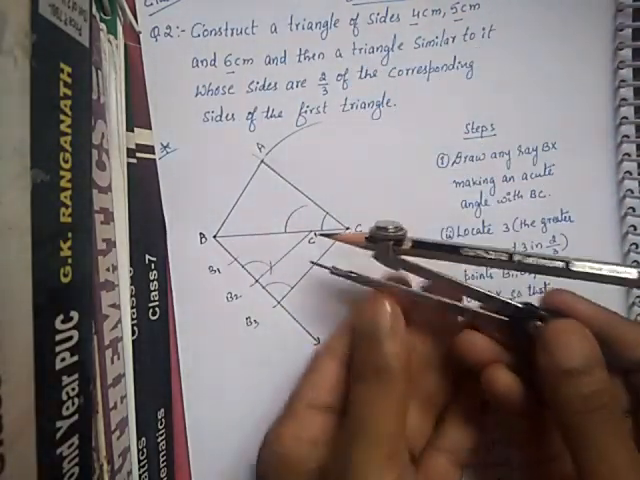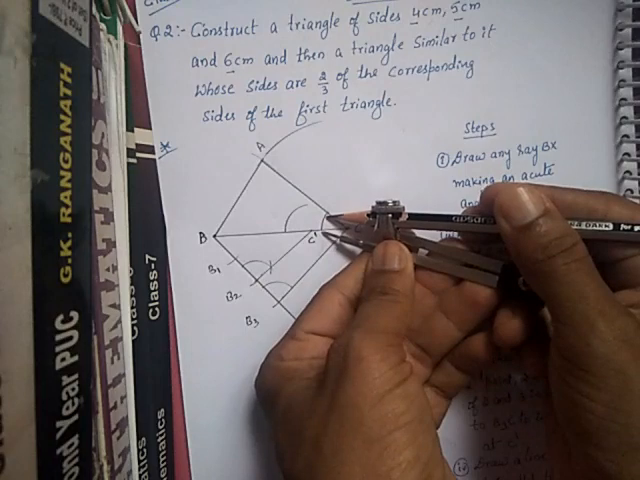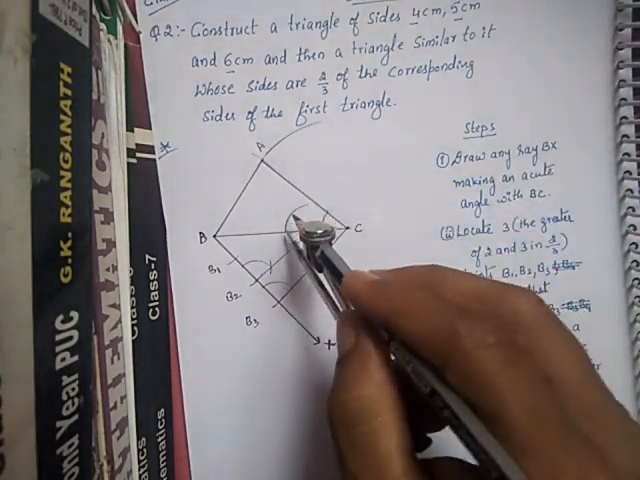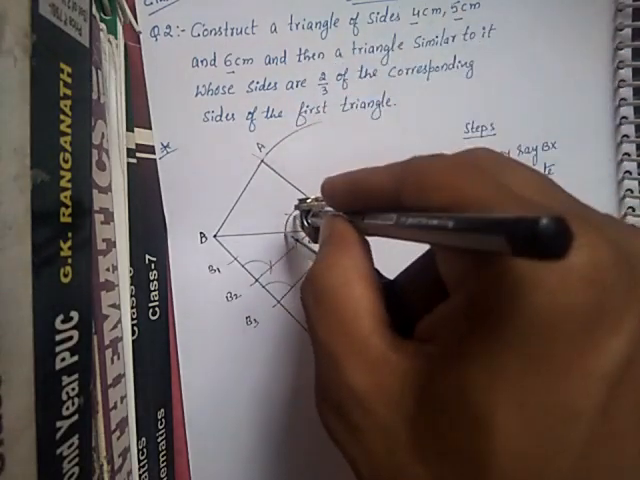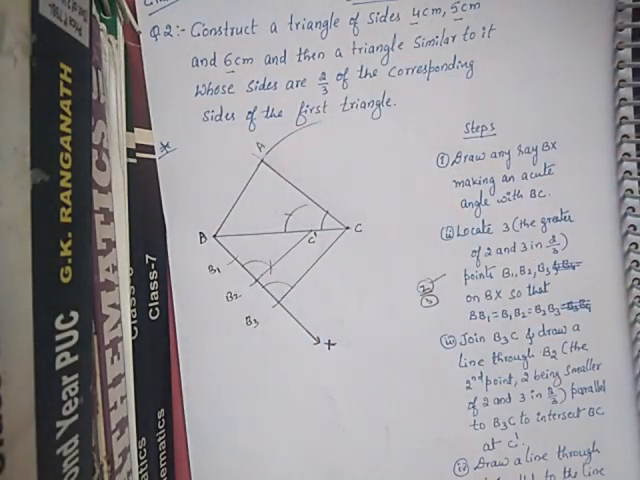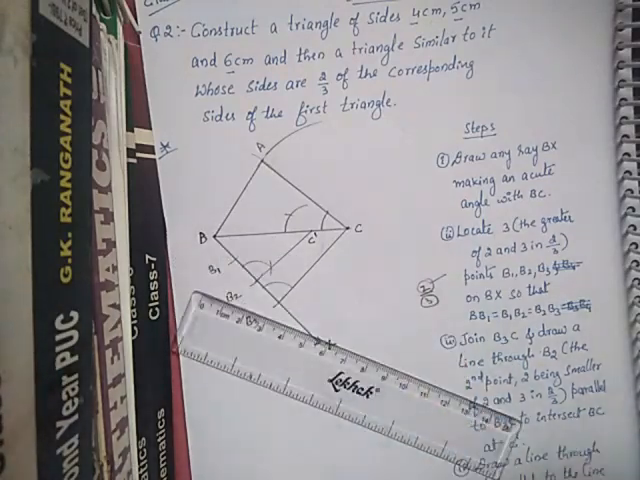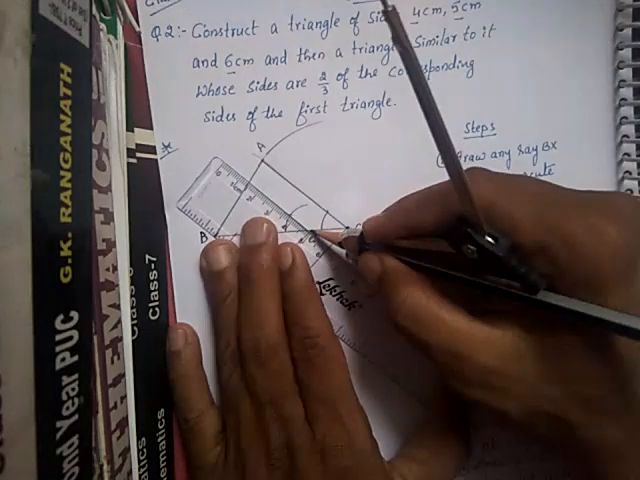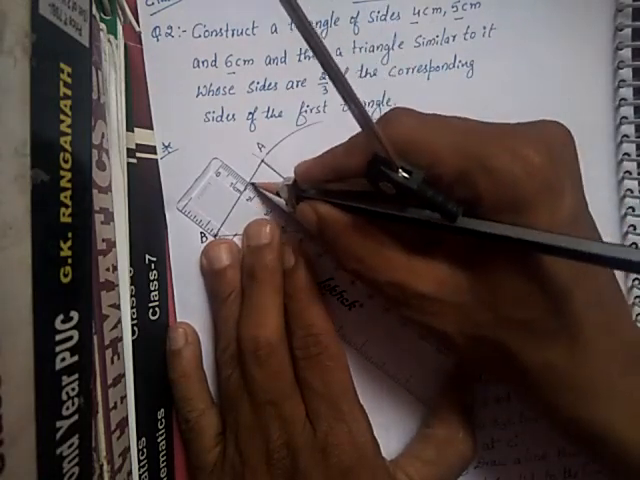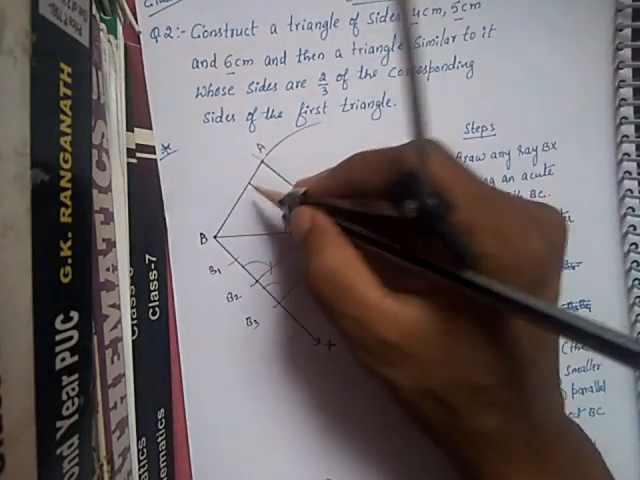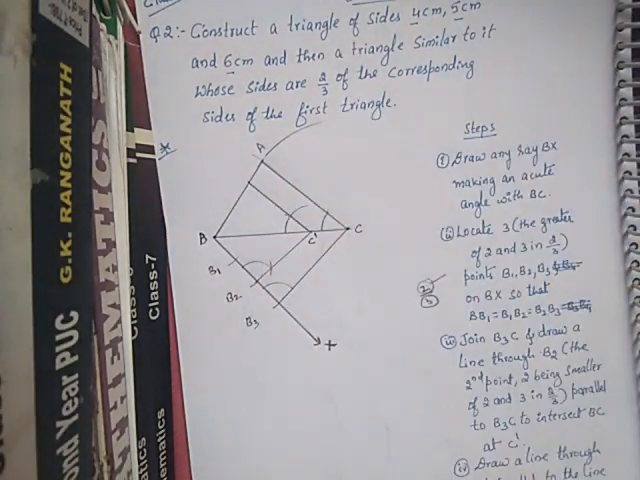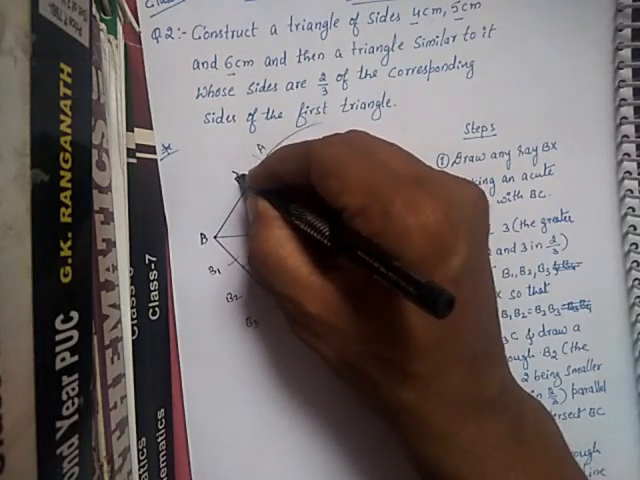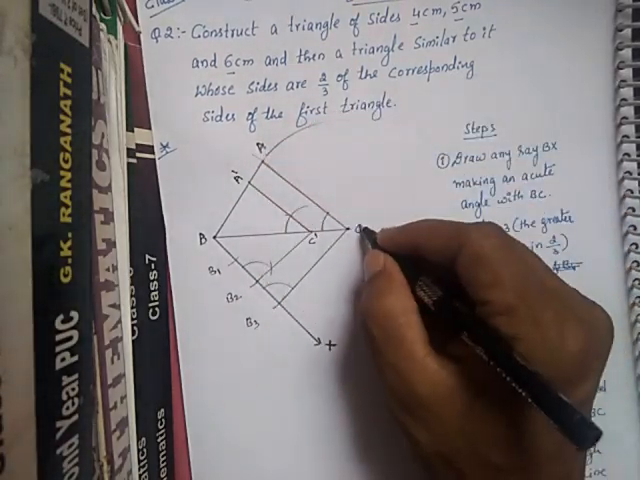After this, you take the distance of these two. After taking these two distances, you keep it here and cut the arc. Next, from where you have cut, it should pass through here like this, from C, from here to here. So it is cutting BA, and this point we denote as A dash, because here it is A, so it is A dash, here it is C, now here it is C dash.